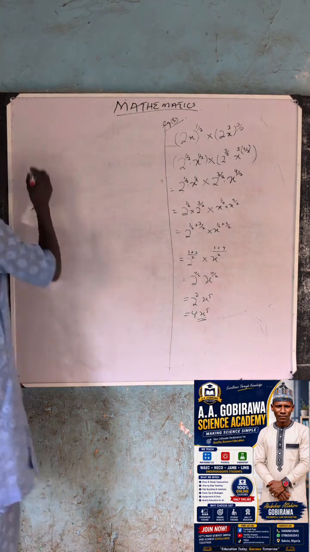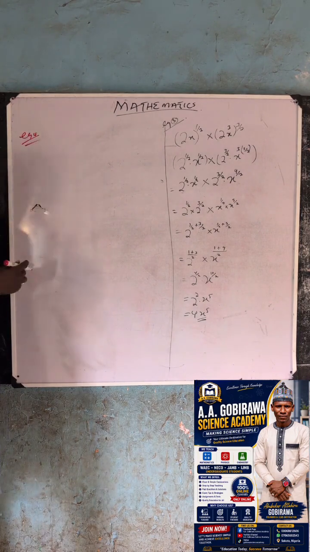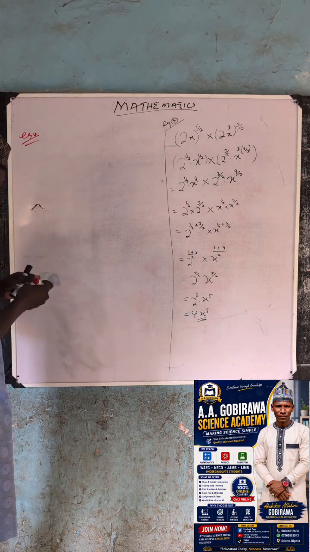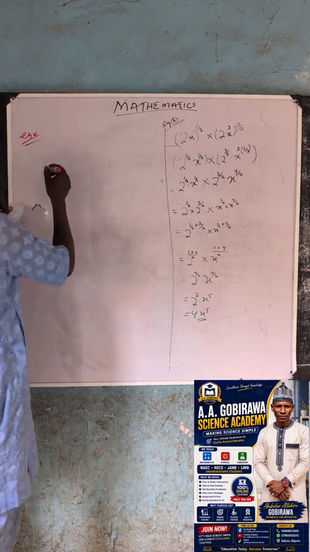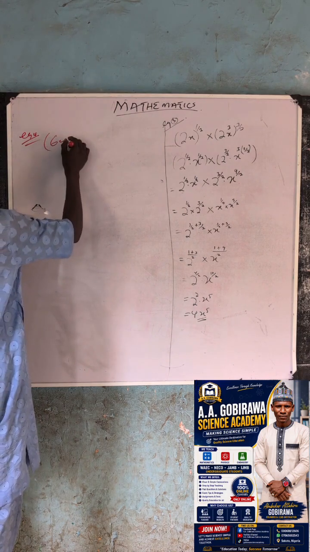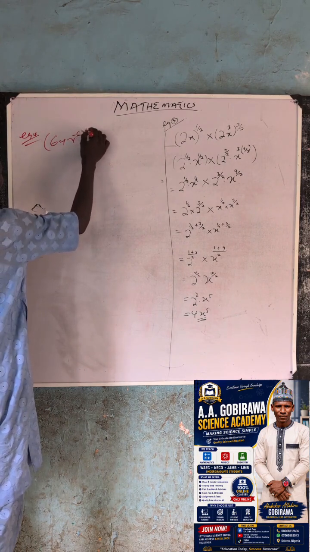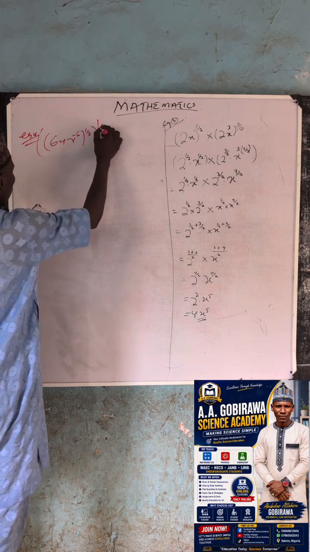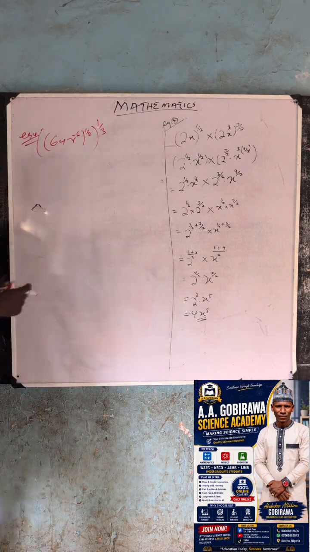Then example number 4. In example number 4, let us take, we have the cube root of 64 r negative 6 power 1 all over 2, then simplify.